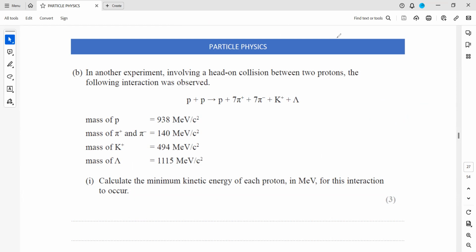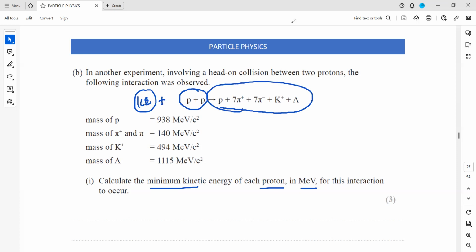The mass of a proton is given, mass of a pion is given as well, mass of a kaon is given, mass of a lambda is also given. Calculate the minimum kinetic energy for each proton in mega electron volt for this interaction to occur. So the total mass plus the kinetic energy of the two protons will give us the mass of these particles. And because they're asking minimum kinetic energy, minimum kinetic energy means we just produce these particles. We assume that these particles will not move.